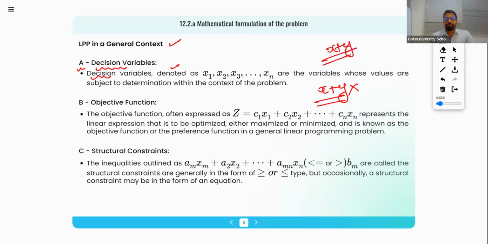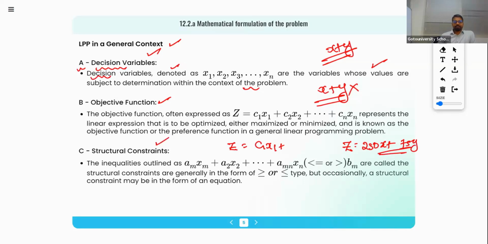Remember that. Okay, so x1, x2, x3 till xn are the variables whose values are subjected to determination within the context of the problem. That's why it's called decision variable. And the objective function is either maximize the profit, minimize the expense or loss, etc., which will have this in our example again and again repeating. It was 250x plus 75y. That was an example for the carpenter problem, right?